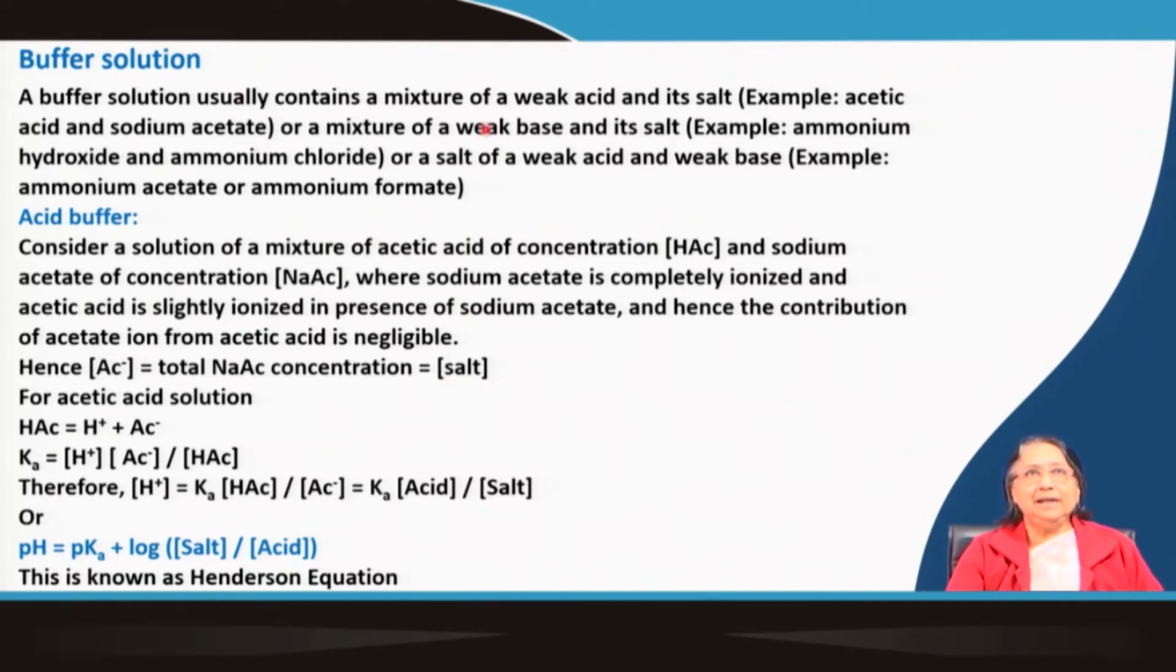And if it is an alkaline buffer, then it should be a weak base and its salt. Example: ammonium hydroxide and ammonium chloride. Or it can be a salt of a weak acid and a weak base. In the previous slide we have seen that ammonium acetate is nothing but a salt of a weak acid and a weak base. So that is also a buffer.